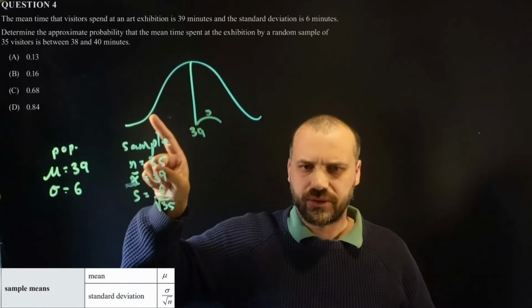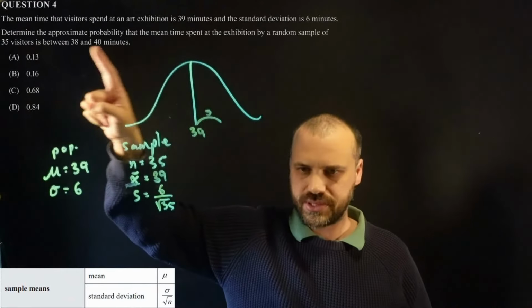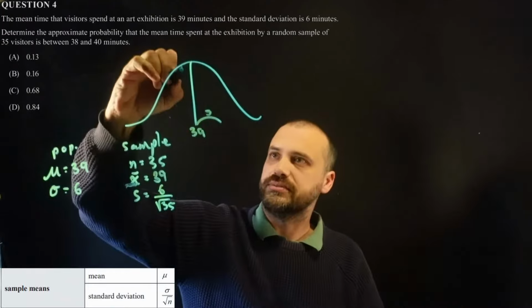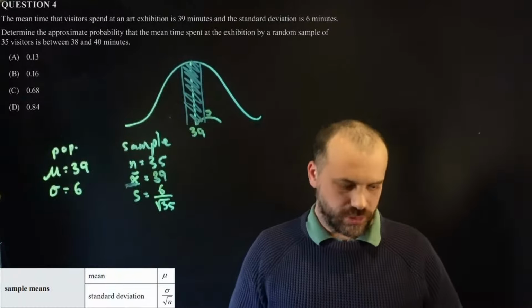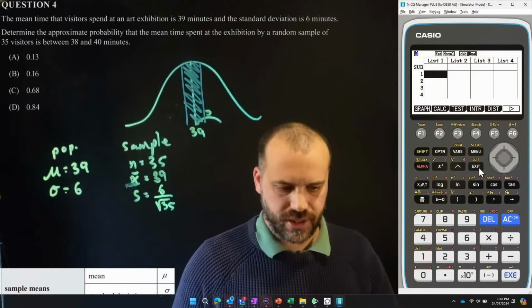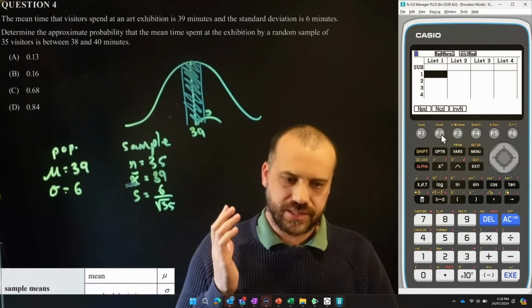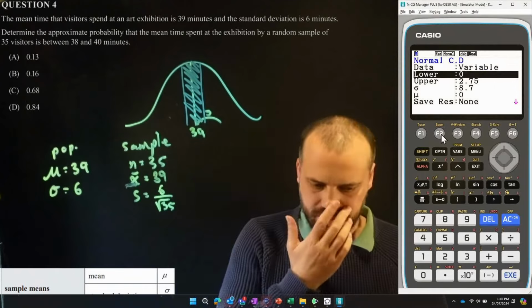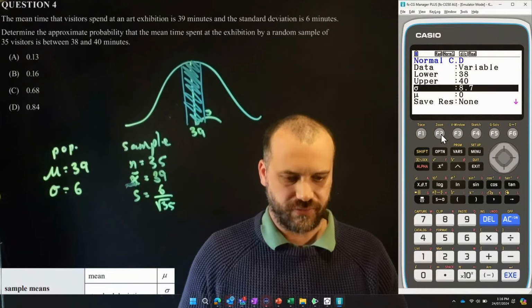Now they want to know, determine the approximate probability that the mean time spent at the exhibit by a random sample of 35 visitors is between 38 and 40 minutes. So that's what we're trying to find. Calculator. So I'm in stat mode again. I'm doing a distribution. I'm doing a normal distribution, and it's NCD because I'm trying to calculate the area. Okay, so what's my lower? My lower is 38 and upper is 40.